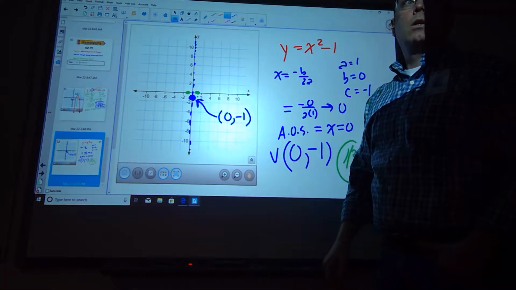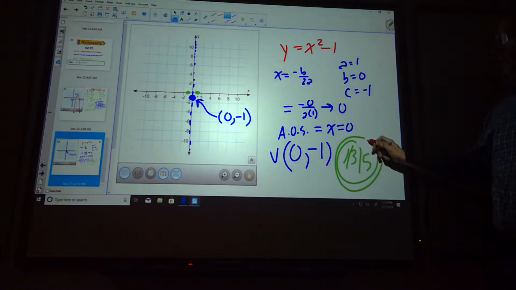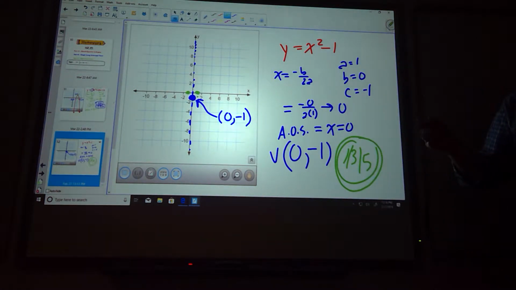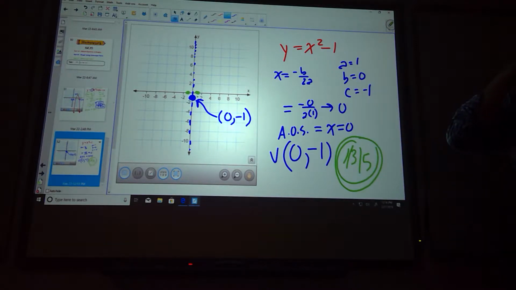Wait. Can you explain the 1, 3, 5 thing? Okay, this is the pattern graph that I'll always do, and your pattern graph will always be a times that. Well, my a value is 1, so in this case, it'll just be 1, 3, 5. The last one we did, we had an a value of negative 3, so we had to go negative 3, negative 9, negative 15.